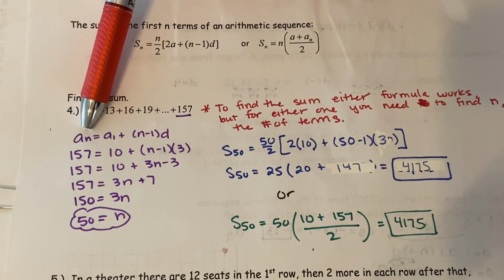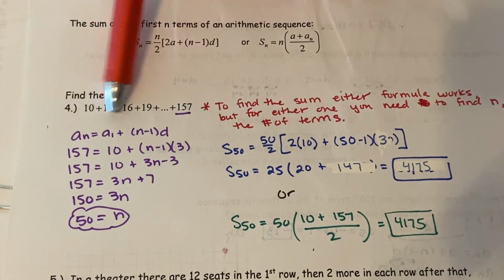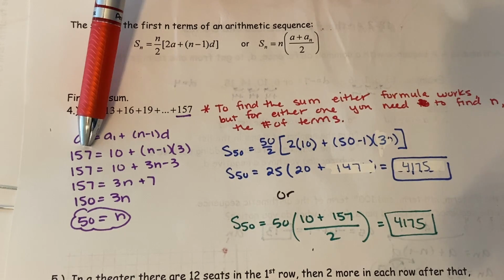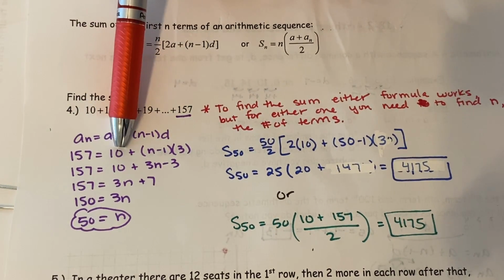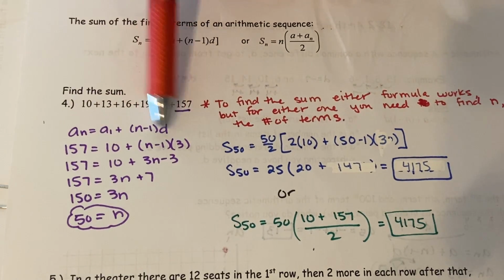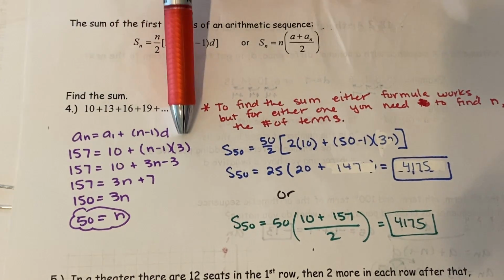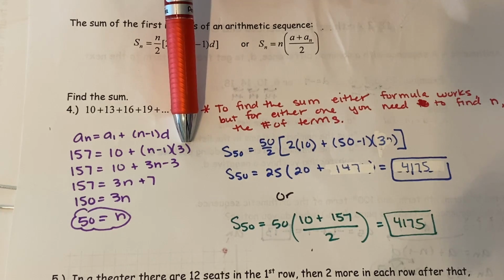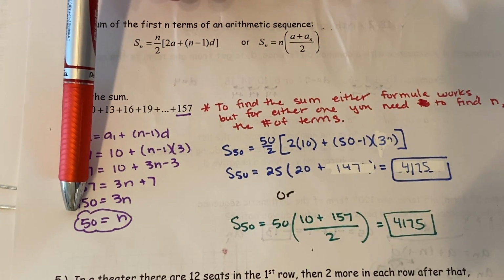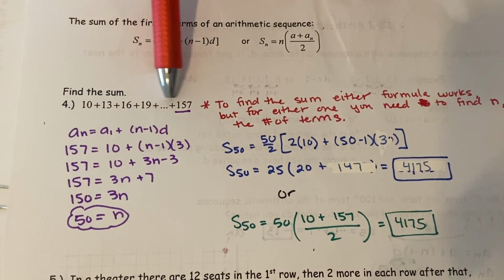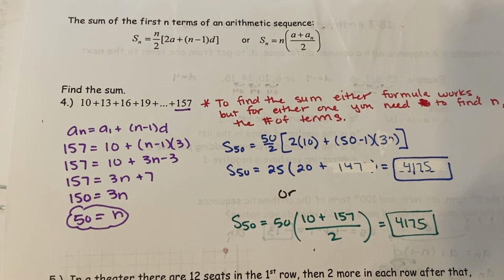So I can plug it into the formula for a sub n to figure out what my n is for 157. So I know that 157 is the nth term. That's going to be equal to my first term, 10, plus n minus 1 times my common difference, which is a positive 3. So now I can solve this equation for n, and I get that my n is 50, which tells me that there are 50 numbers in this list.